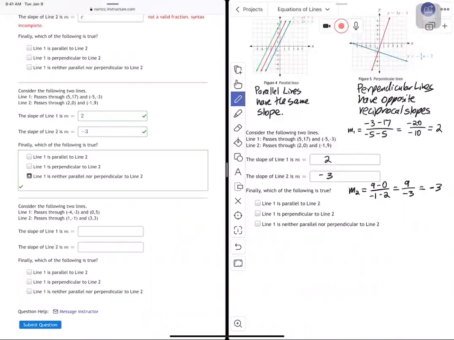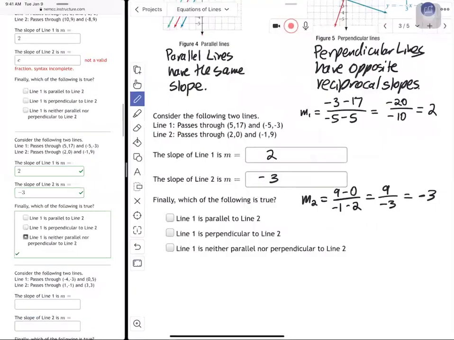So if you get 2 and 2, the lines would be parallel. Or if I had had 2 and negative 1/2, then they would have been perpendicular to each other. But since I have 2 and negative 3, which is kind of a random number there, there's no connection between those two. And so we're neither parallel nor perpendicular.